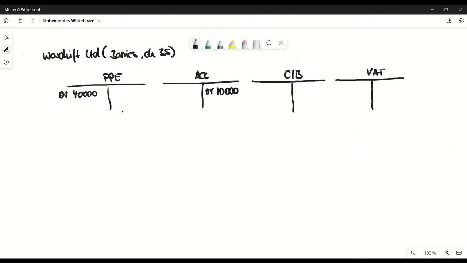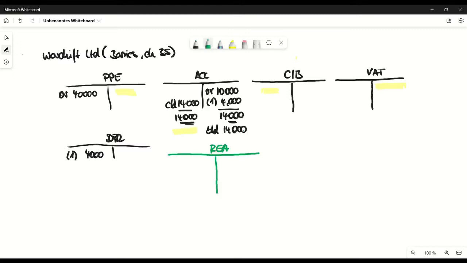At the beginning of the accounting period, the opening value in the property, plant and equipment account is 40,000 and in accumulated depreciation it is 10,000. I record the first bookkeeping entry, which is about depreciation. I make a debit entry to the extent of 4,000 and I credit accumulated depreciation.